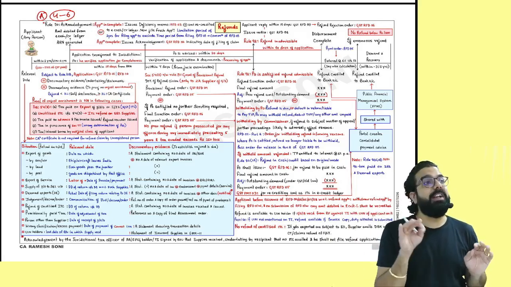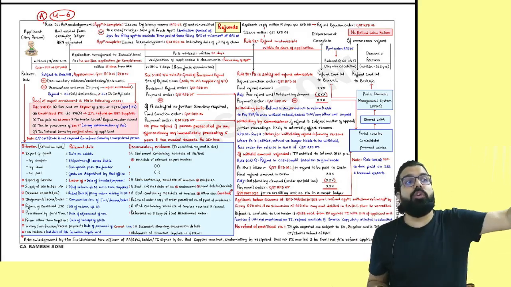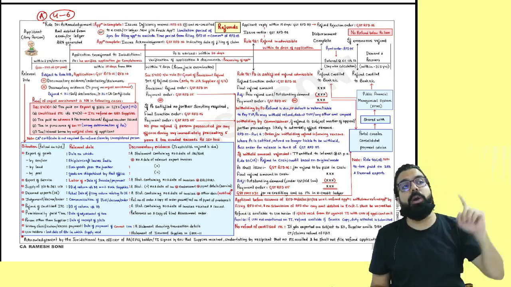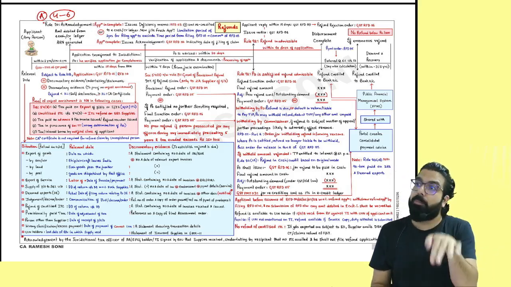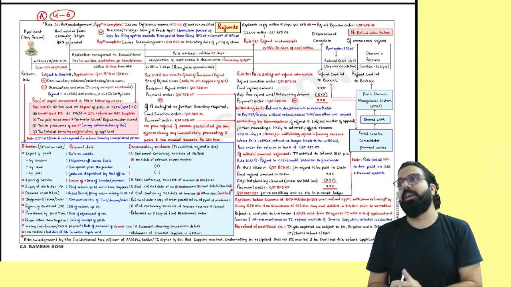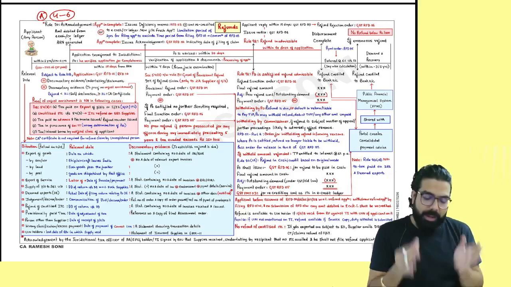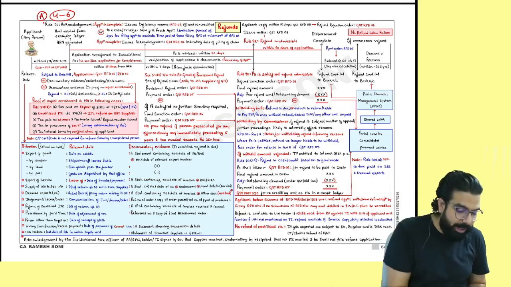Plus, because it is indirect tax, you would have already passed on the burden. To prove that you have not passed on the burden, you have to give one more certificate, which is known as a CA certificate. Are we clear, everyone? And hence, let's go ahead and get it started.